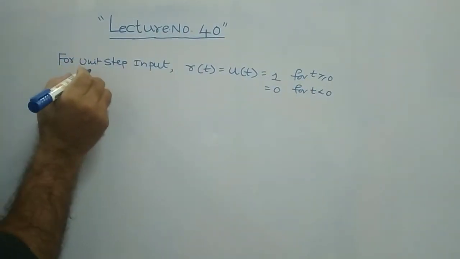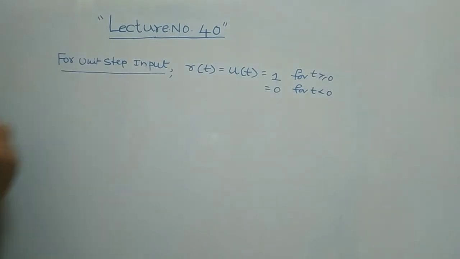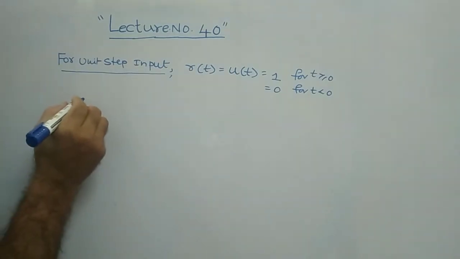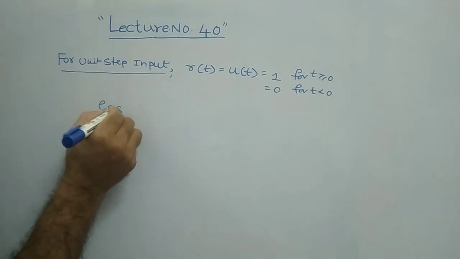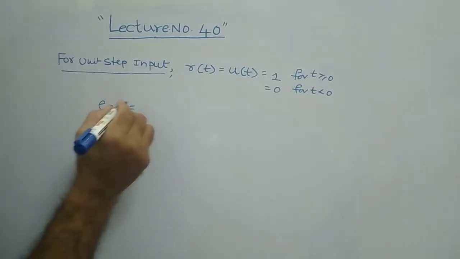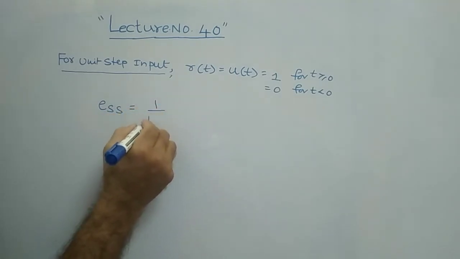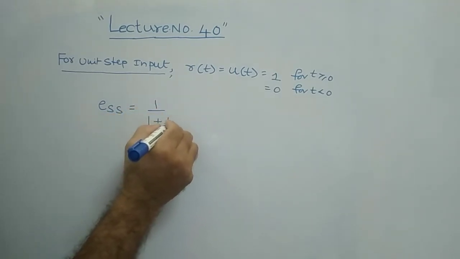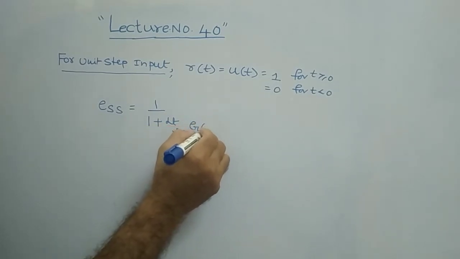So for the unit step input, what is the steady state error we have seen? Your steady state error is nothing but 1 by 1 plus limit s tends to 0 of G of s into H of s.